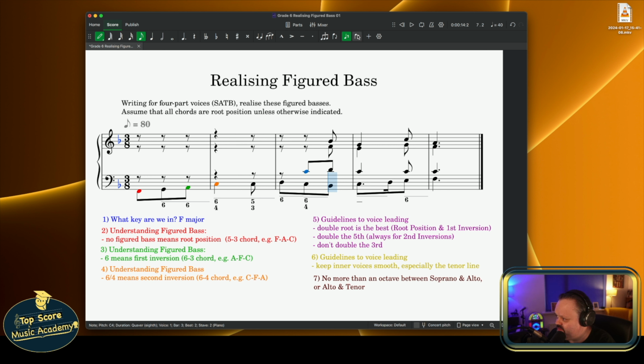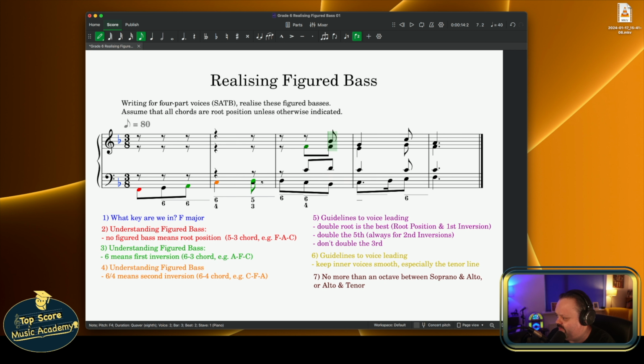Keeping the inner voices smooth, the F could probably go there in the alto line. So this is going to be an F, A, C chord, obviously. So we have, let's see, the A to do. So probably the only place we can put it would be there in the soprano part. Okay, so that's progressing quite nicely.